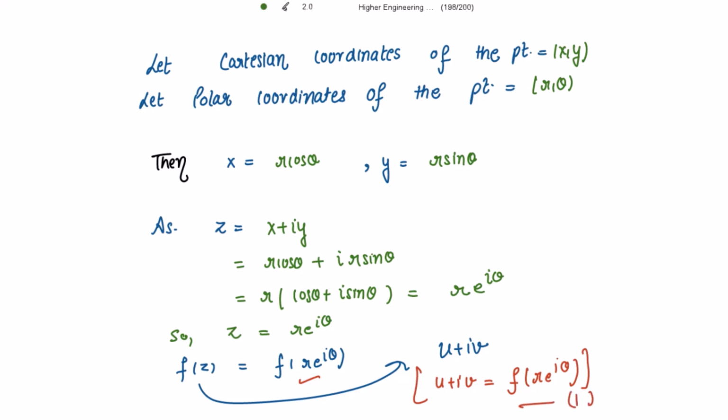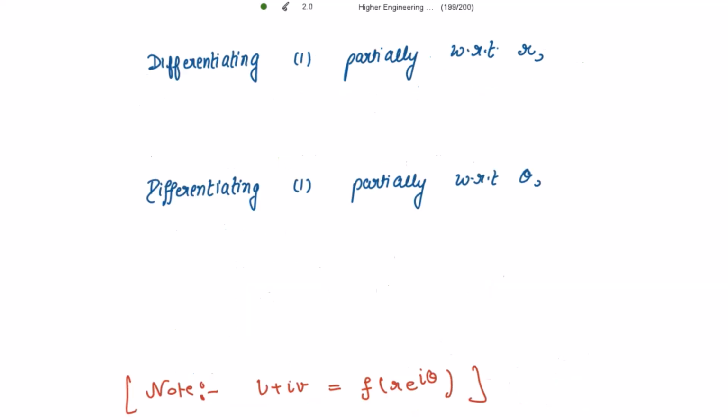To get the Cauchy Riemann equations, I need to differentiate this equation partially with respect to r first, and then differentiate it partially with respect to theta, right? So let's differentiate this equation partially with respect to r first. Partial derivative of u with respect to r plus iota partial derivative of v with respect to r is equal to f dash r e to the power iota theta, and the derivative of this with respect to r is e to the power iota theta. Please mark this as 2.